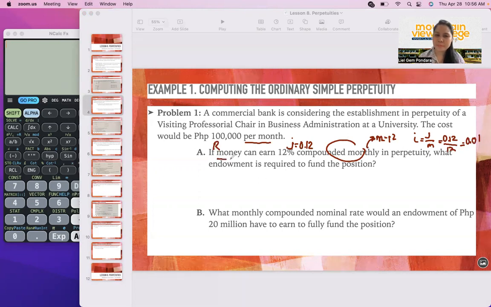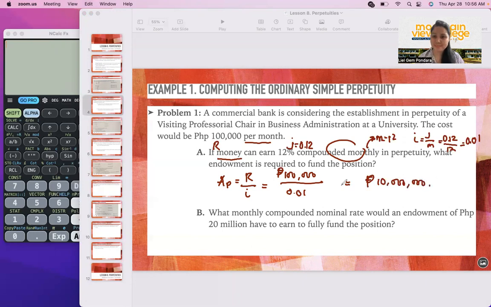Now we're looking for the money that we can earn. It means that we're looking for the amount of perpetuity. So we have A sub P equals R over I. Our regular payment is 100,000, while our periodic interest rate is 0.01. Thus, the endowment fund required is 10 million. Any questions? Feel free to message me in Messenger.